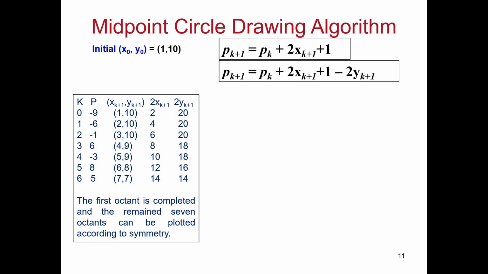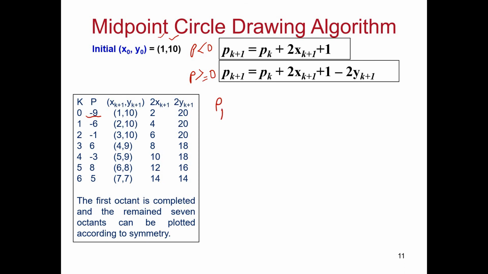Alright, now let us try to solve this problem. Initially we have x0, y0 and radius r. The initial value of the decision parameter is minus 9. So the pixel value on the x and y axis is 1, 10. We have 2xk plus 1 and 2yk plus 1. We will calculate this. Now we have to check: if p is less than 0, we choose the first one. If p is greater than or equal to 0, we choose the below one. Alright. So here, initially we have p equal to minus 9.